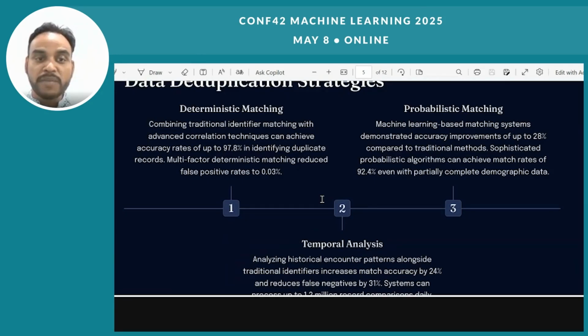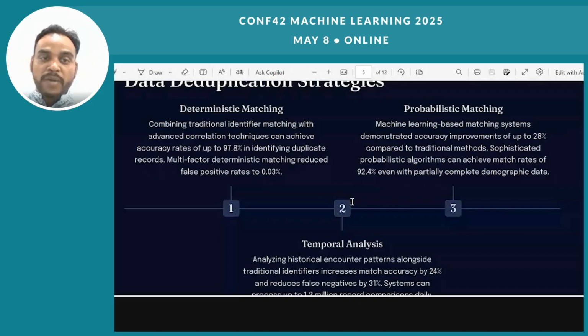The effectiveness of deterministic matching is significantly improved when incorporating temporal data analysis. What exactly is temporal data analysis? Analyzing historical patterns alongside, improving accuracy by 24%.